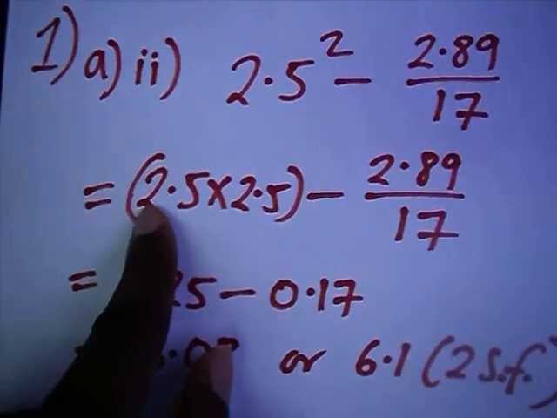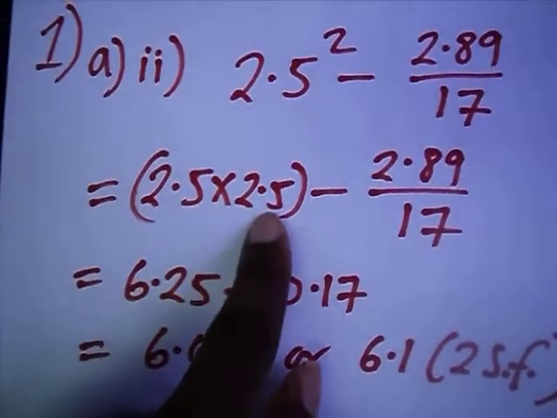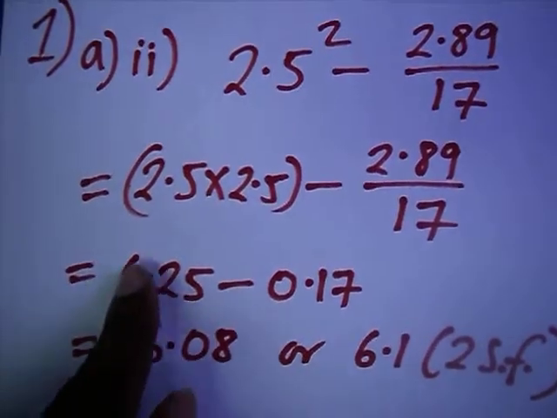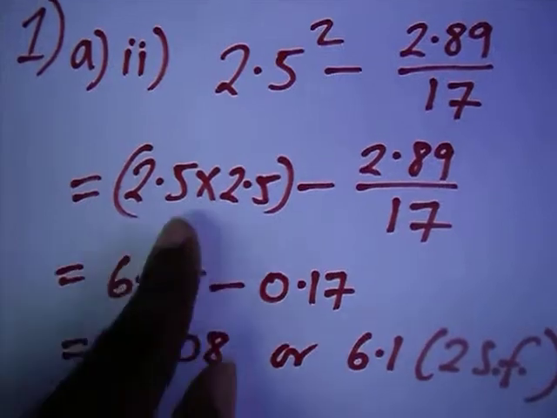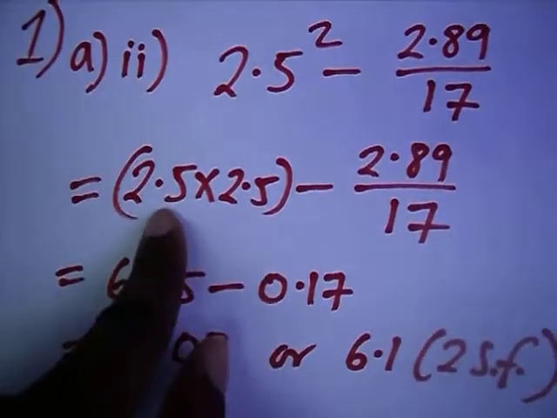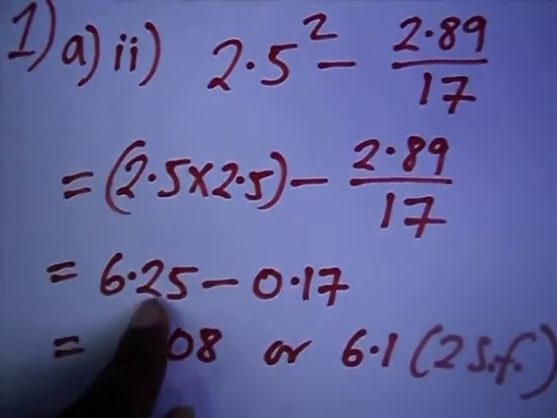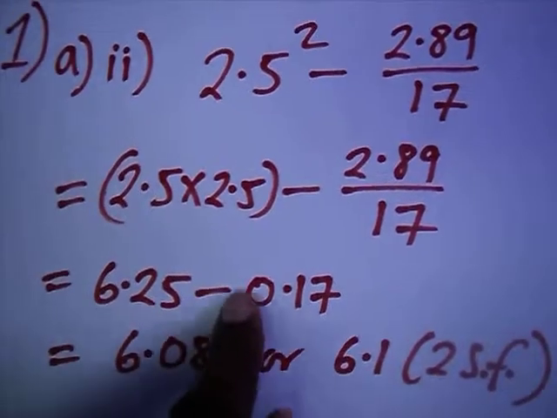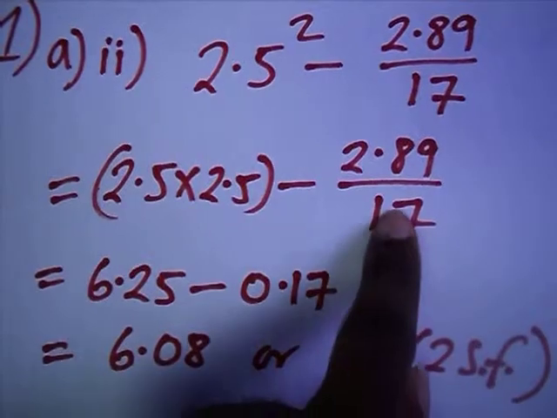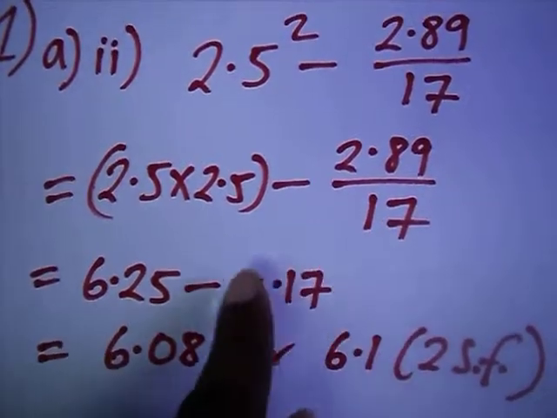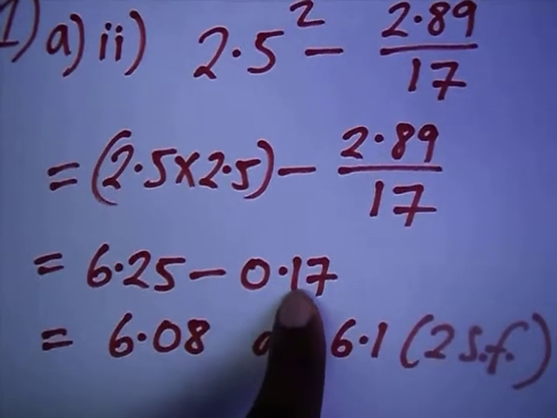When you check this out on a calculator, 2.5 times 2.5, you should get 6.25. Note you have two decimal places, so your product should have two decimal places. Good. Take away 17 into 2.89. On the calculator, you should get 0.17.